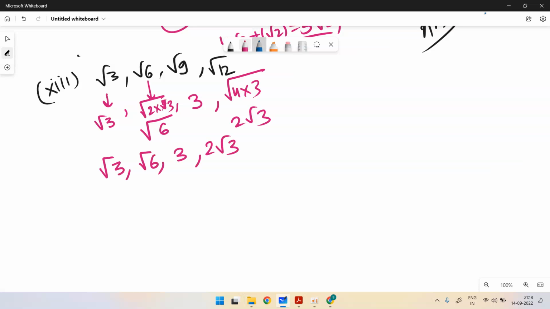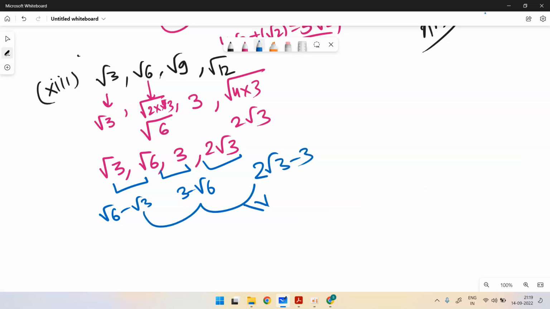If you calculate the common difference, the first is root 6 minus root 3. Here it is 3 minus root 6. Here the common difference is 2 root 3 minus 3. Since the common differences are not equal, the series does not form an arithmetic progression.